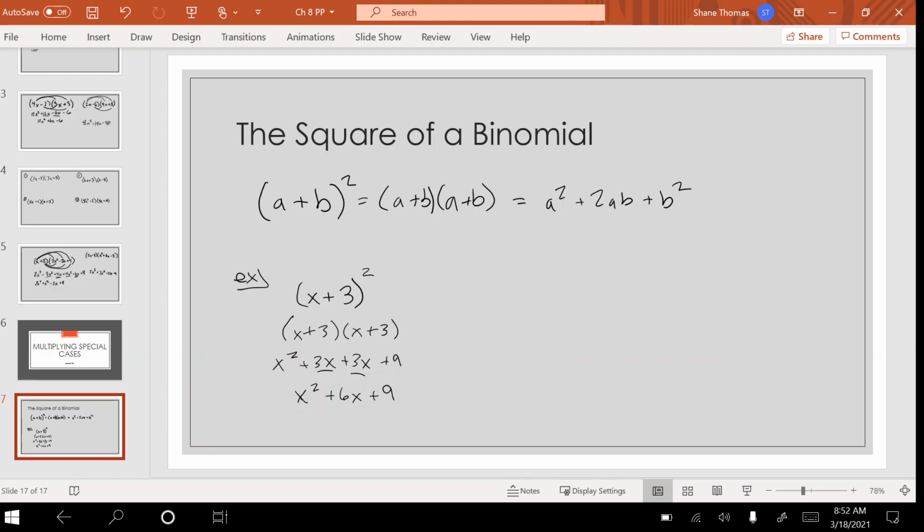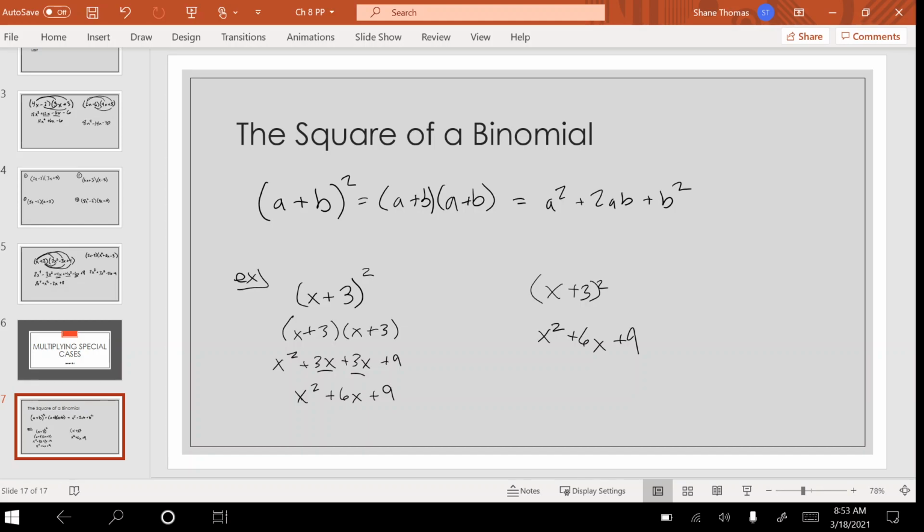What'd that take? 30 seconds, 40 seconds, something like that maybe? All right, let's do it again. Same problem. Now I'm going to go by rule. By rule says square the first term. First term's x. X squared. Multiply the two together. 3 times x is 3x. Times 2 is 6x. Square the last term. Here we go. It's what, 10 seconds? And that was even with me talking.